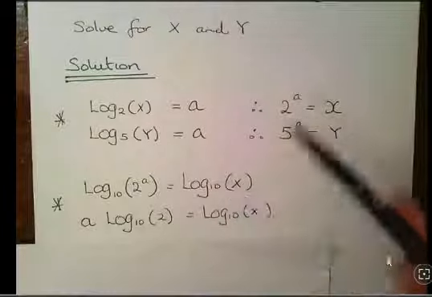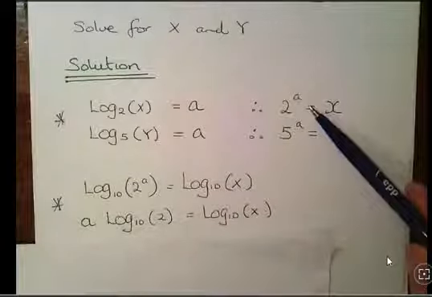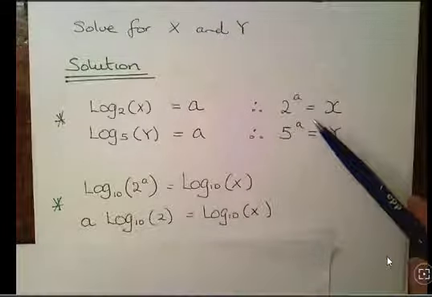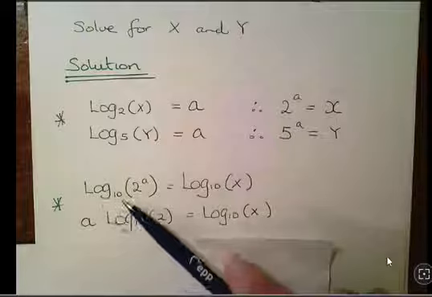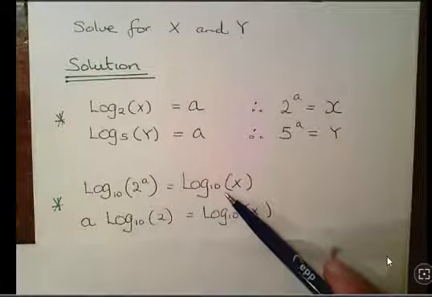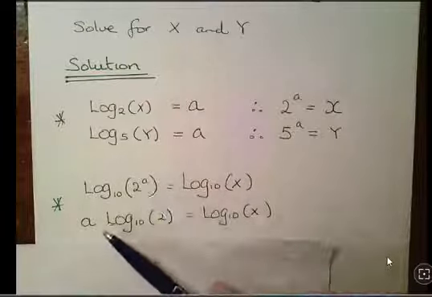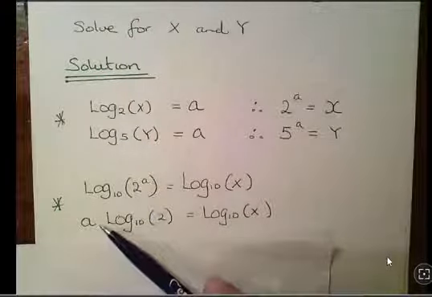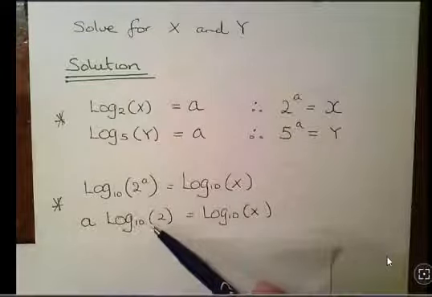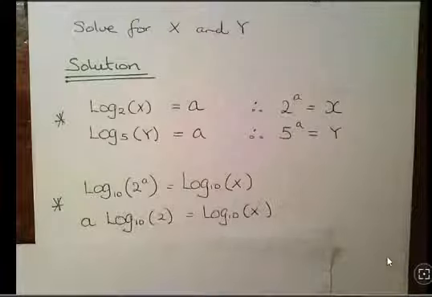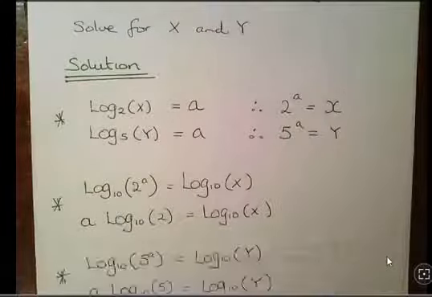Okay, so I'm moving from 2 to the a equals x, and I'm going to take the log to the base 10 of both sides of that equation. So we have log of 2 to the a, to the base 10, equals log of x to the base 10. When we take the log of 2 to the power of a, we can rewrite that as a times log of 2 to the base 10.